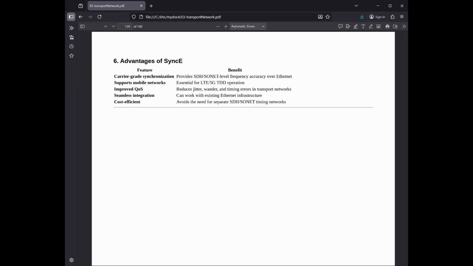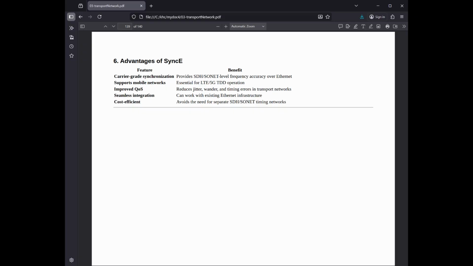SyncE provides the stable frequency foundation needed to prevent radio interference between neighboring cells. Seamless handovers. When a user moves between towers, the handover is only successful if both towers' frequencies are aligned. SyncE ensures this alignment, reducing dropped calls and data stalls.